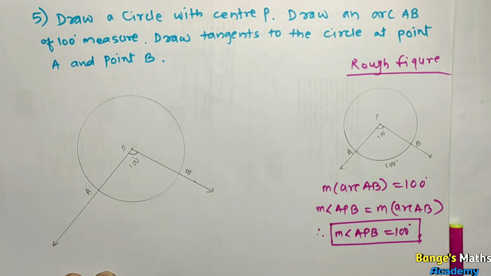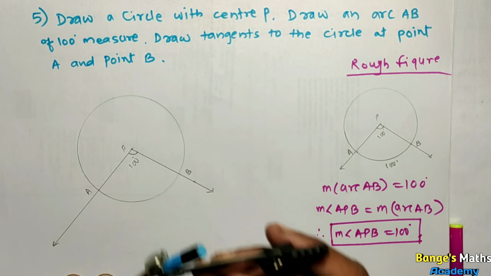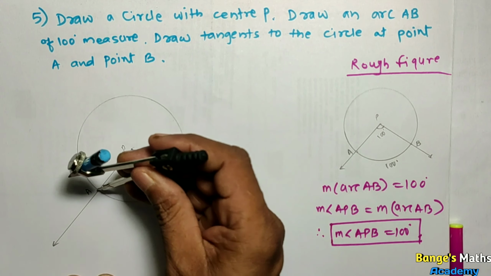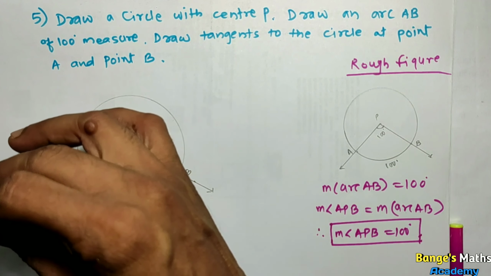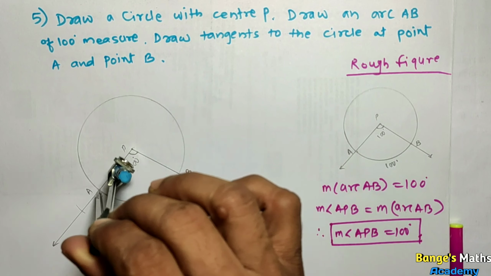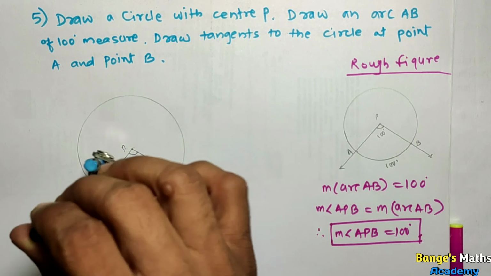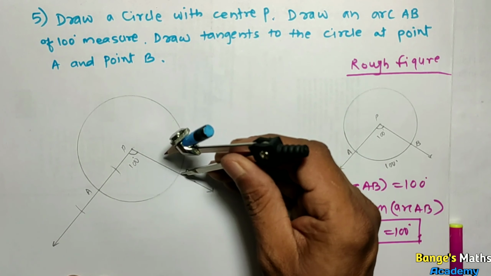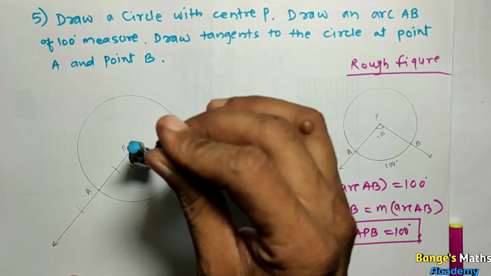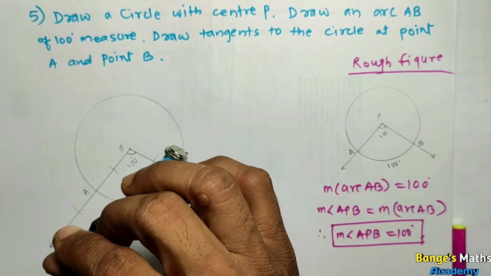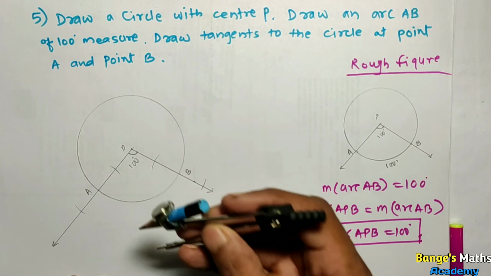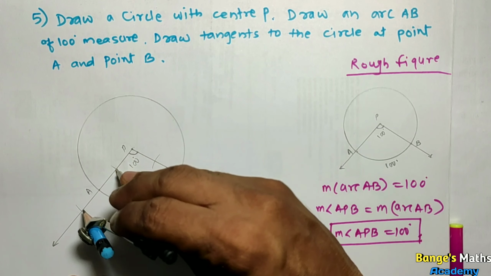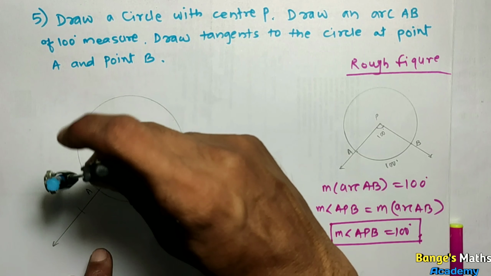Then with the help of compass draw tangents at point A and B. So take suitable distance in compass. Put compass on point A, draw intersecting arc to left and to right side of segment point A. Then do same procedure at point B. Put compass on point B and draw intersecting arcs to ray PB.